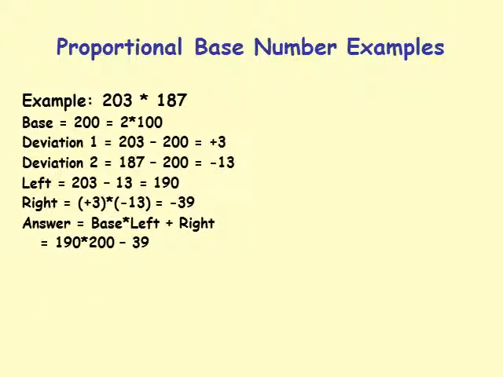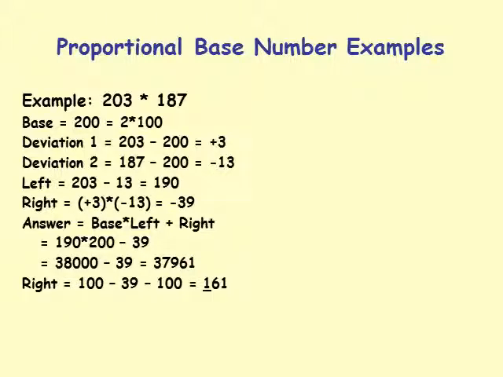Answer is base times left plus right: 190 times 200 minus 39. It is 38000 minus 39, which is equal to 37961. Also on the right we have minus 39, so add 100 and subtract 100. 100 minus 39 is 61, and minus 100. So this is minus 100 here plus 61.